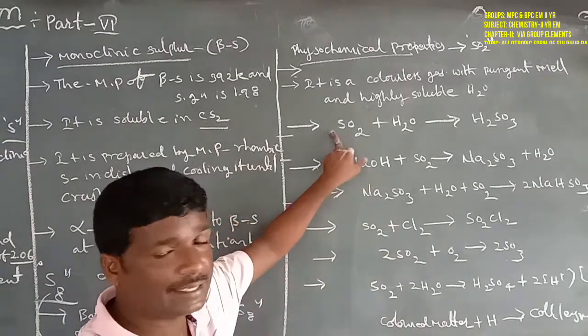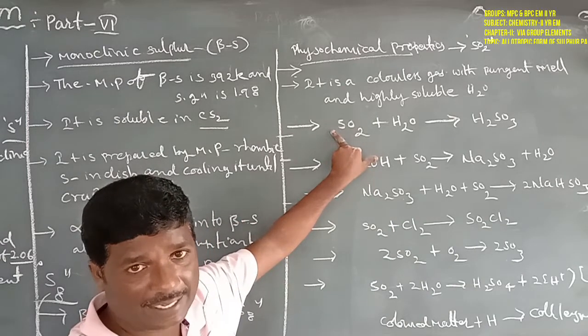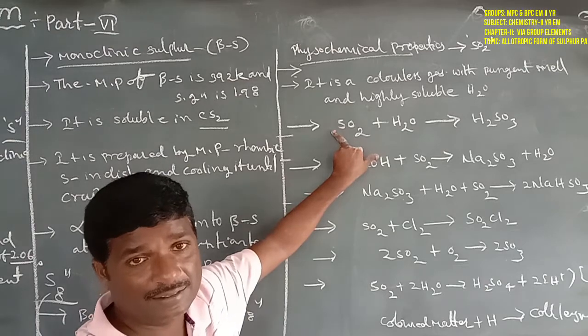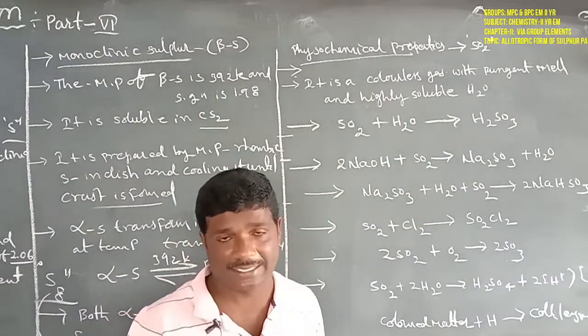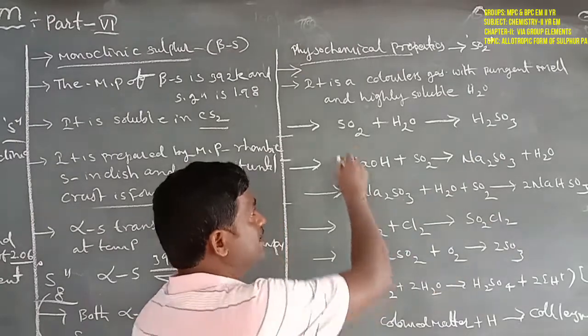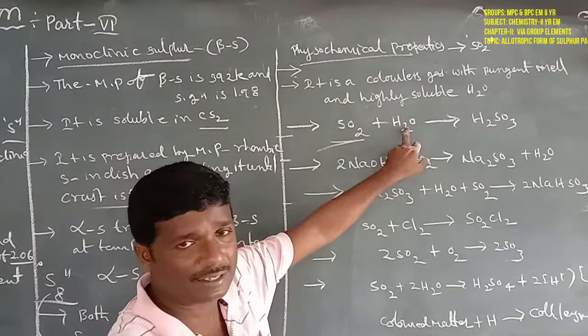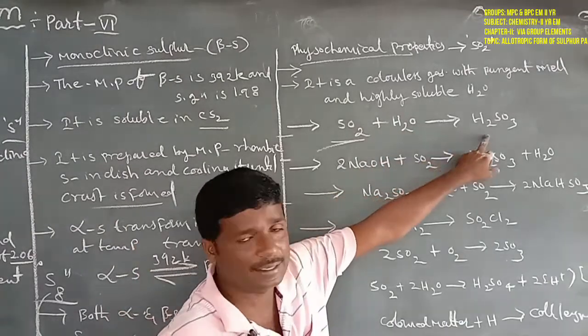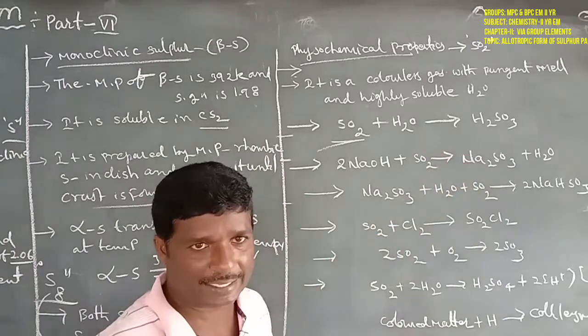Second, sulfur dioxide dissolves in and combines with water to form sulfurous acid, H2SO3. Sulfur dioxide dissolved in water forms sulfurous acid. That is also known as an acid.